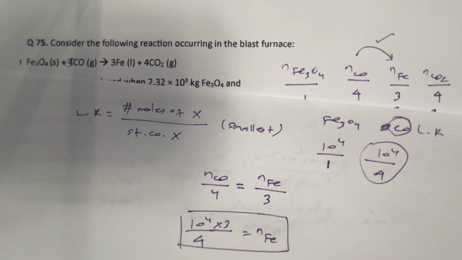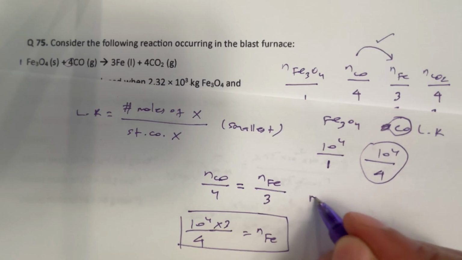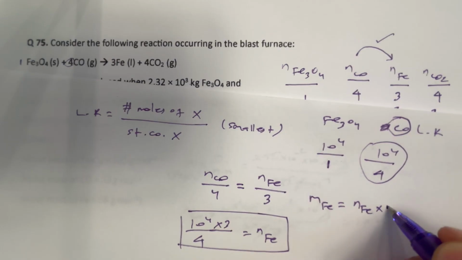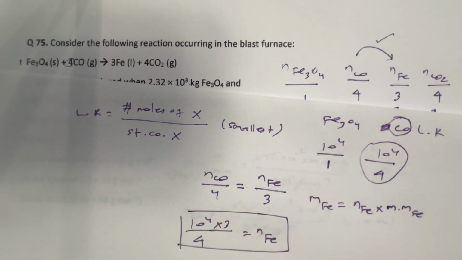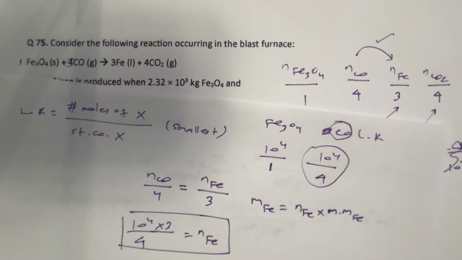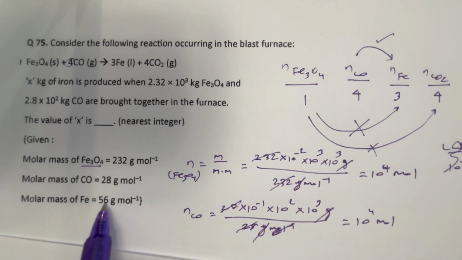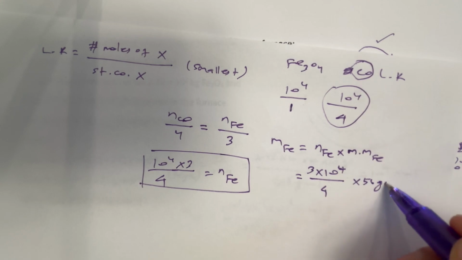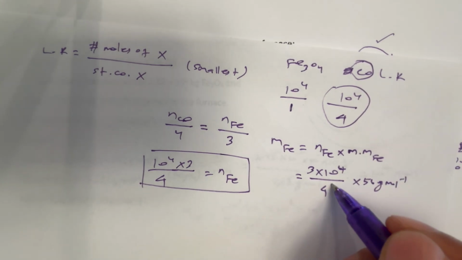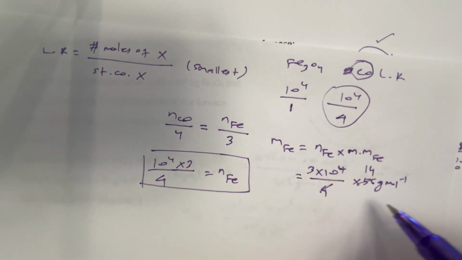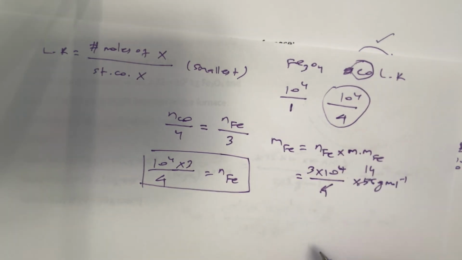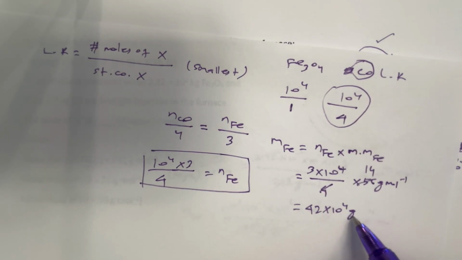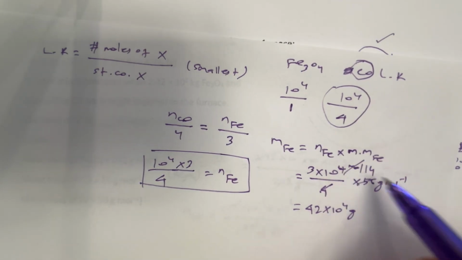Now we have to find the mass. Mass of Fe is equal to number of moles of Fe times molar mass of Fe, that is the atomic mass of iron. The molar mass of Fe is given as 56 gram per mole. So this will be 14 times, isn't it? 14 times 4 is 56. So 14 times 3, that will be 42. 42 times 10 to the power 4 gram. Here we have mole, so mole per mole cancel.